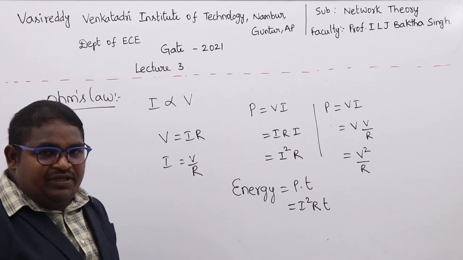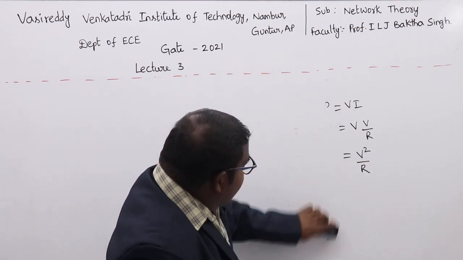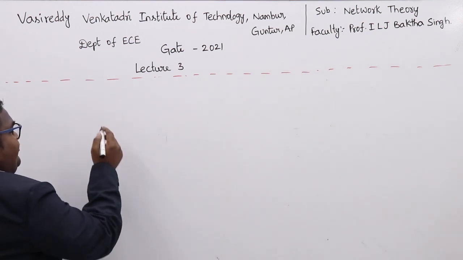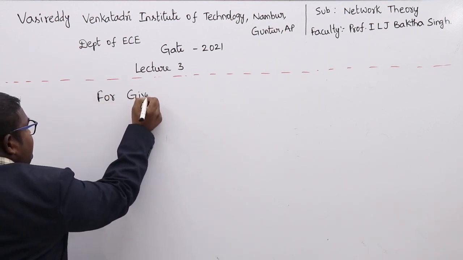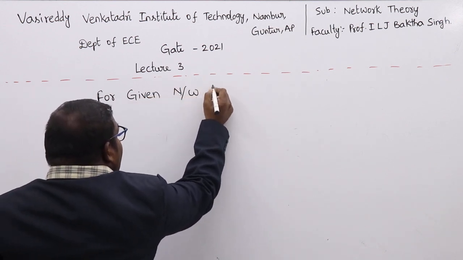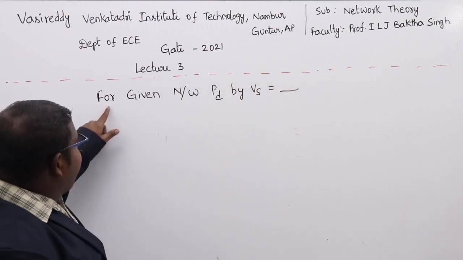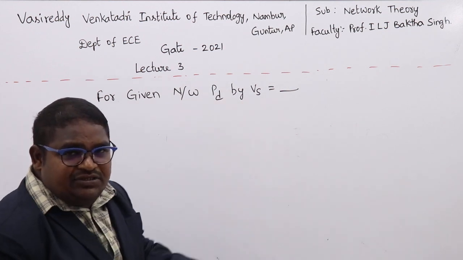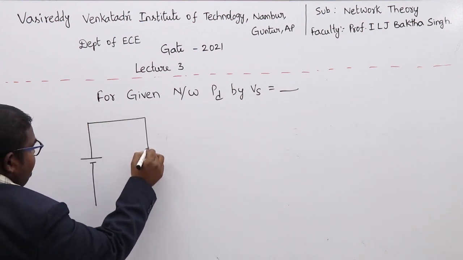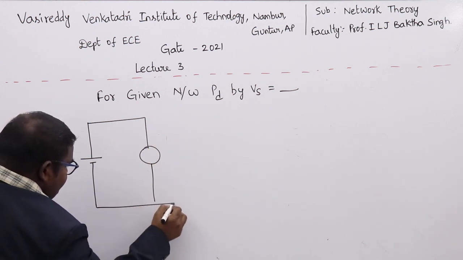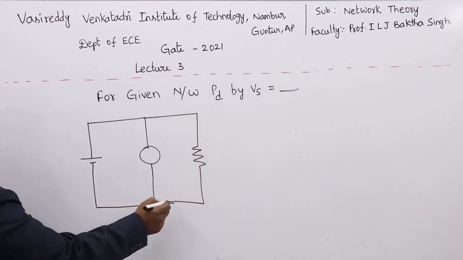Now I will give a small problem. For the network as shown in figure, the power delivered by the voltage source is dash. The problem is like this.